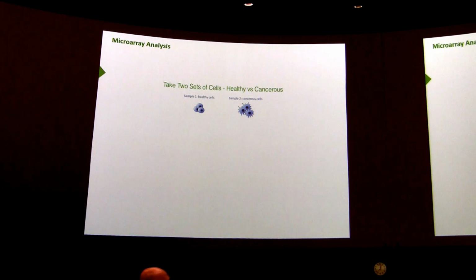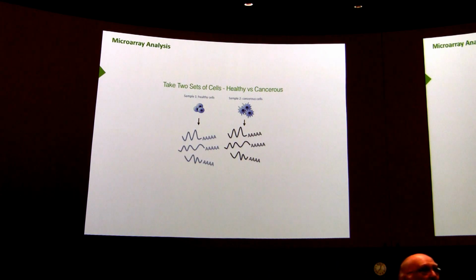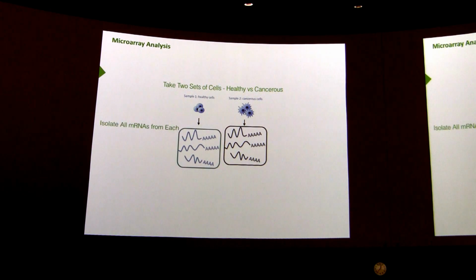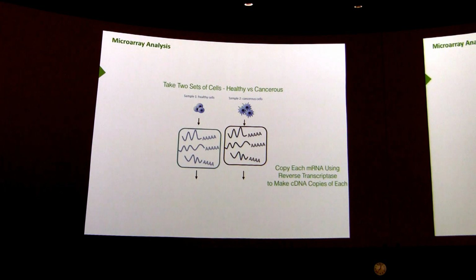I got 2 batches of cells. I've got a healthy batch of cells, and I've got a cancerous batch of cells, just like I had before. I isolate the messenger RNAs from each of those cells. That's easy to do. Okay? I take them and make a copy of the messenger RNA because it's easier to work with DNA than it is messenger RNA. I make a DNA copy of each messenger RNA.